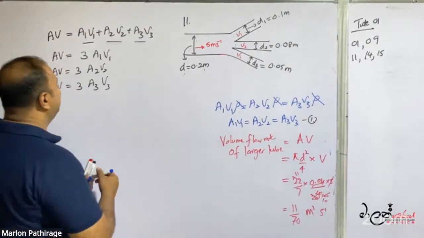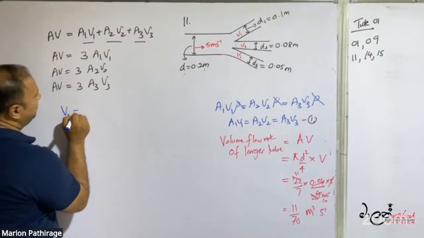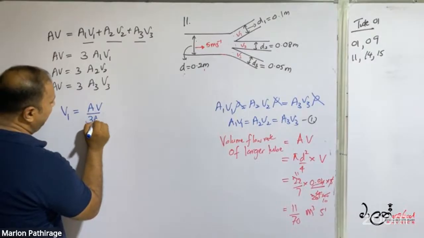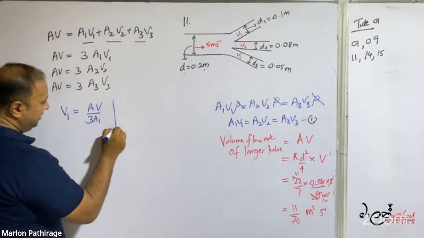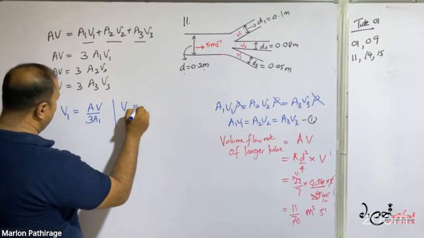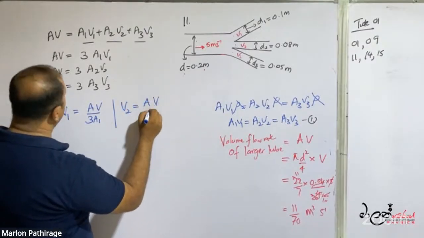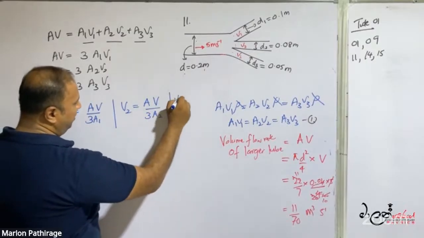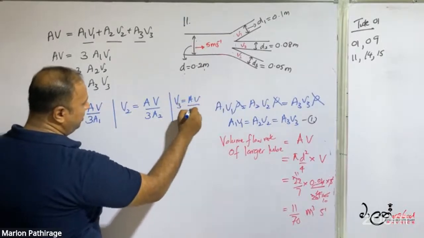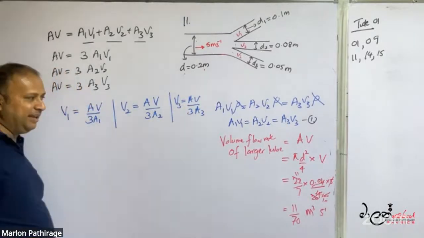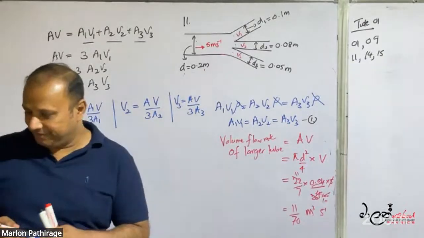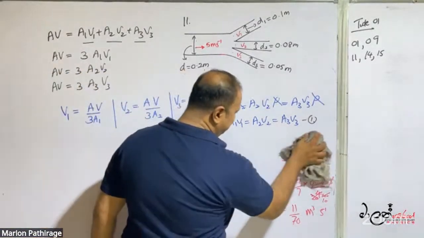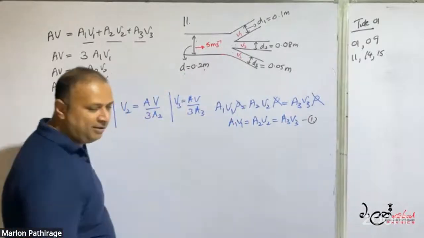And therefore V1 should be equal to AV over 3A1, V2 is equal to AV over 3A2, V3 is equal to AV over 3A3. ඒක තේරෙනවද තුස්සන්? ඒක පැහැදිලි නේද? මේක හොයන්න ඕනේ නෑ.